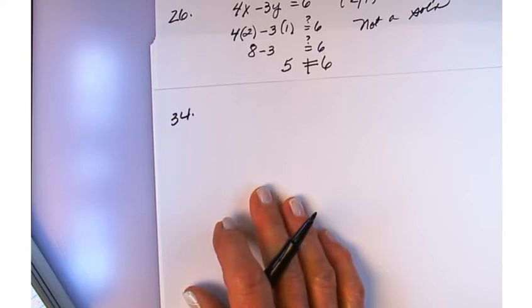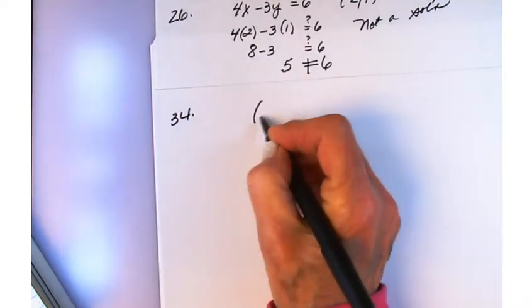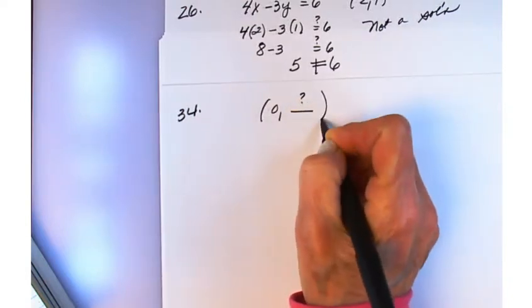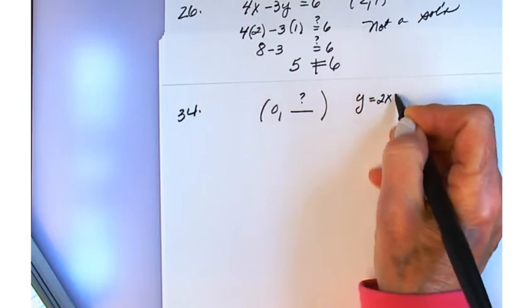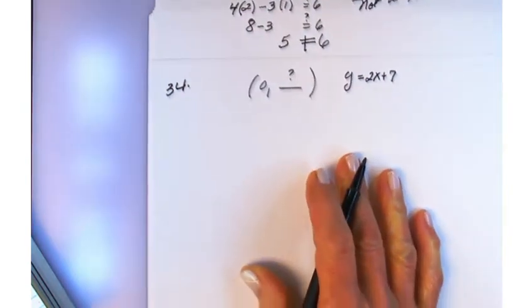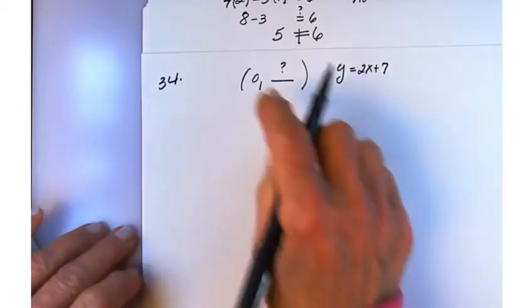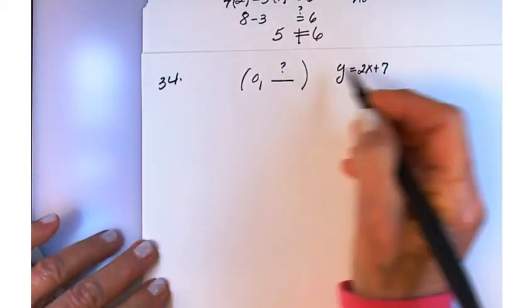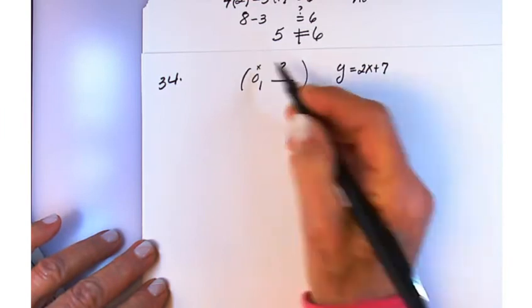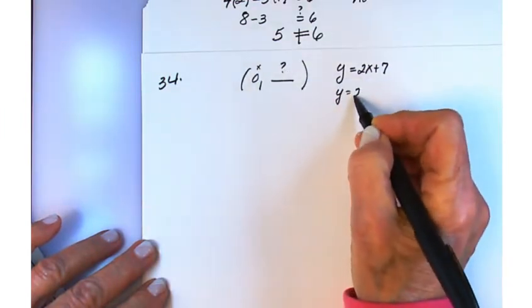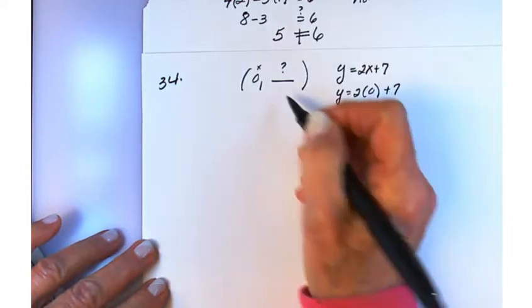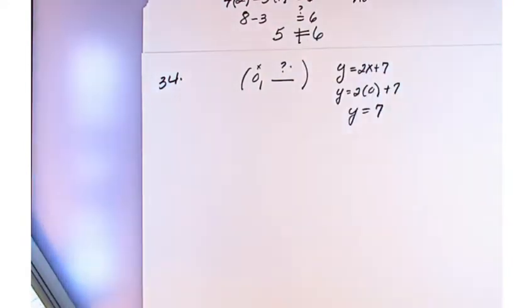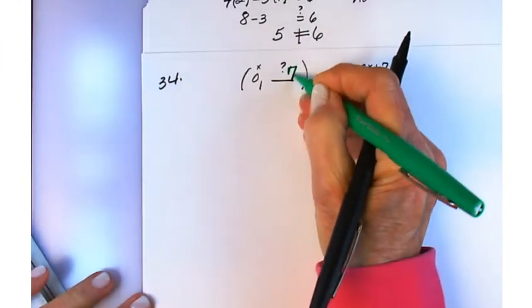Looking at number 34, we have (0, ?) and it refers to y equals 2x plus 7. It says to replace that. What should that number be? So this is my x. I'm going to put in 0 for x, and I get y equal to 7. So that becomes a 7 here.